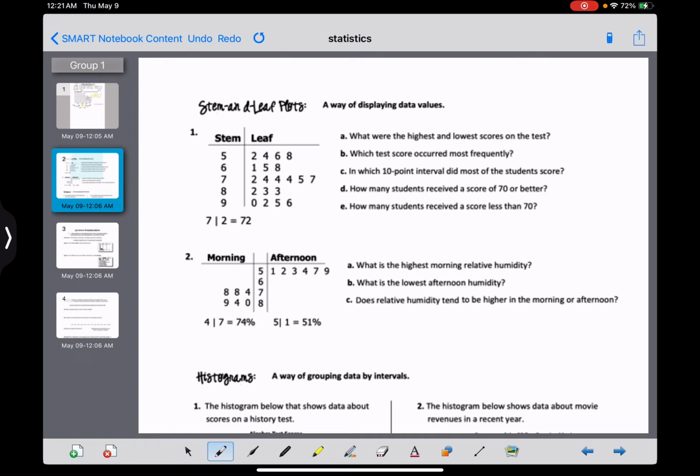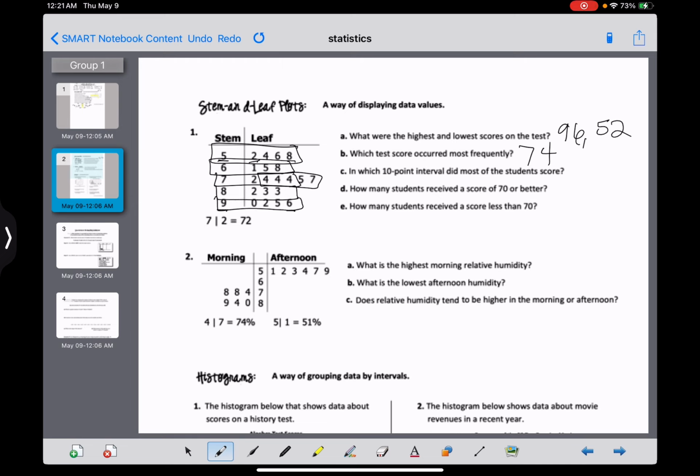So for example, part A, what were the highest and lowest scores? So the highest score is this 9 and the 6, so 96 is the highest. And the lowest is my 5 and my 2, 52. To find which one occurred the most frequently, just look for which one's repeating the most. In this case, it's that 4 connected to the 7, so it's 74. If it's asking for the 10-point intervals, that would be everything in each row. Okay, so all of these numbers, these are each of the 10-point intervals.